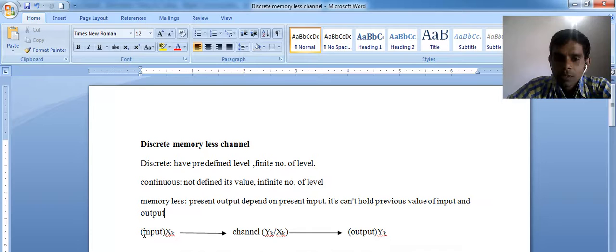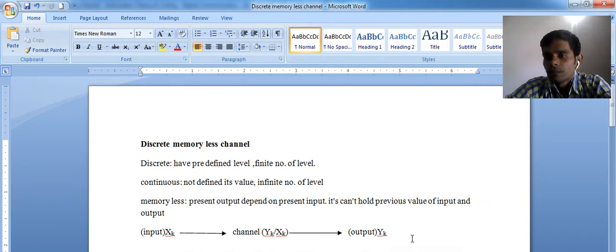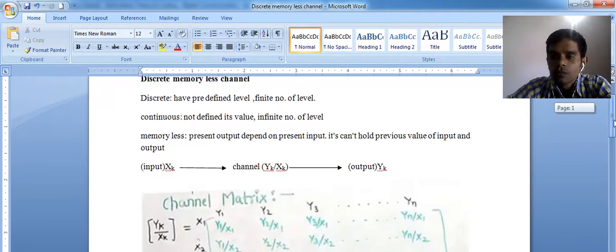We have an input x of k and an output y of k. Here is the channel. It creates a matrix y of k divided by x of k. It means your output is divided by input. With the help of input and output, we can create a channel matrix. Let's see how.